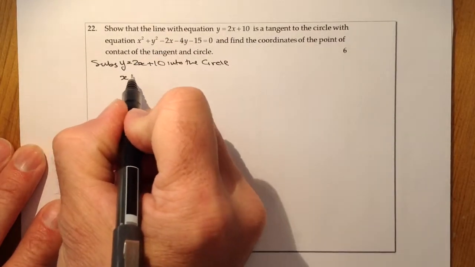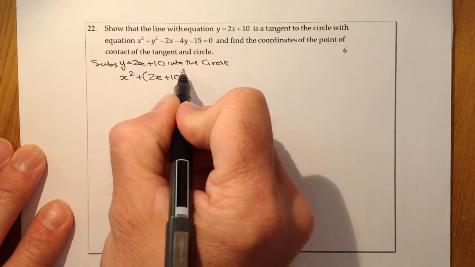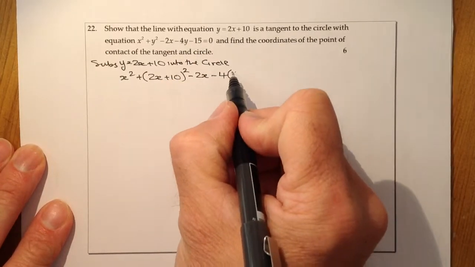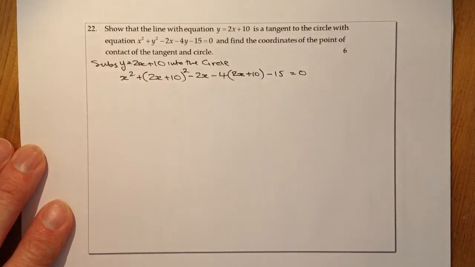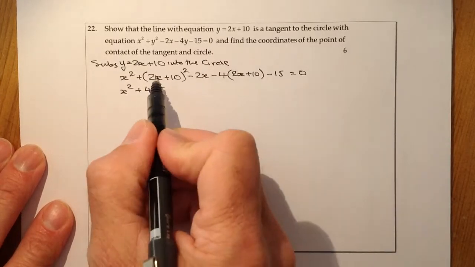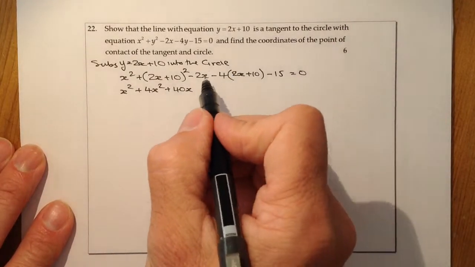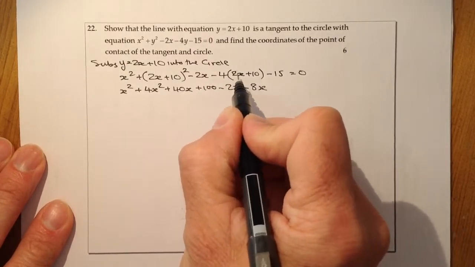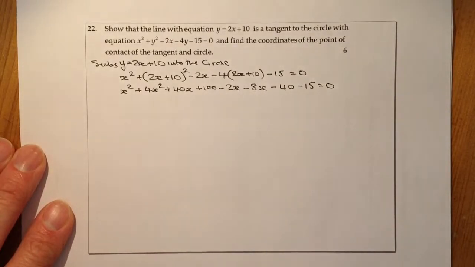Right, so what I've got here is x squared plus, and instead of y, I'm putting in 2x plus 10, squared, minus 2x minus 4 times, and y will go in here as well, so that will be 2x plus 10, and I've got minus 15 at the end, and that all equals 0. I'll square this bracket out, so that gives me 4x squared, multiply them together and double it, so that gives me plus 40x, and squaring the 10 will be 100. I've got minus 2x here, minus 8x when I multiply that bracket out, minus 40, and I'm left with the minus 15 at the end.